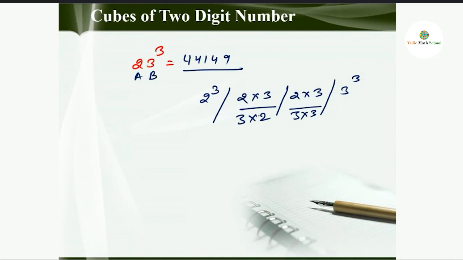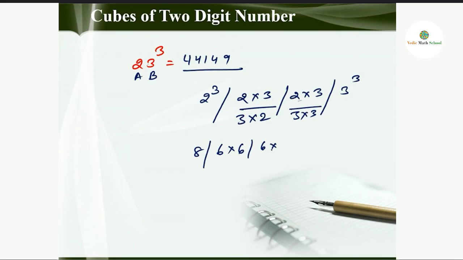So now multiply: 2 cube is 8, 2 3s are 6, and 3 2s are 6. 2 3s are 6, and 3 3s are 9. 3 cube is 27. Now sir, I wrote down 8 is 4. There, 6 6 is 36, 9 6 is 54. Sir, I wrote down 4 instead of 8. Yeah, I wrote down 4 instead of 8.